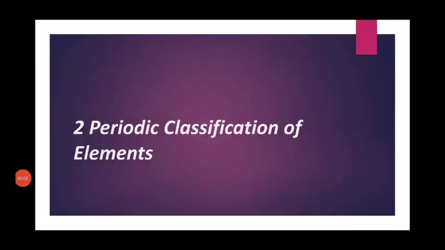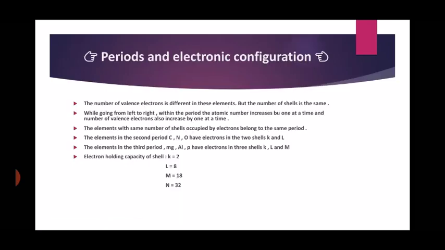Hello children, today we are going to learn Standard 10th Science 1, Chapter number 2, Periodic Classification of the Elements. Now our topic is the periods and the electronic configuration.